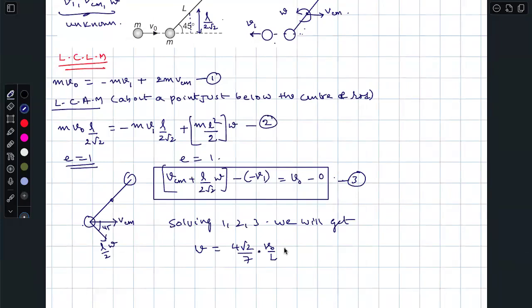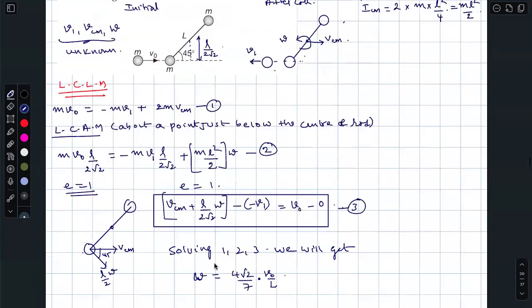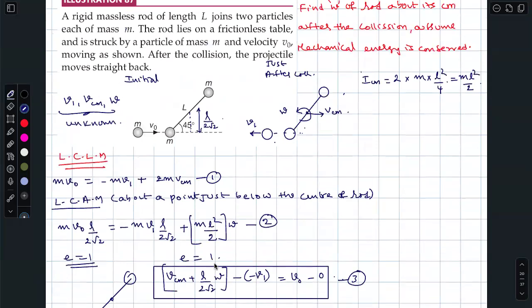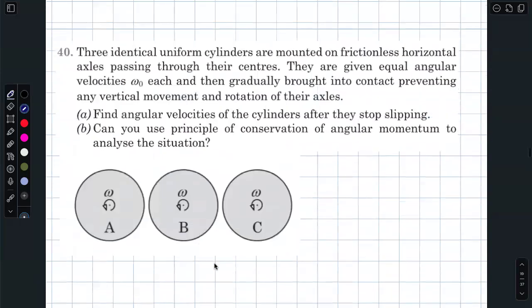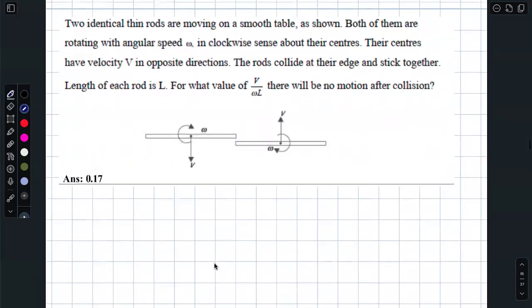Any doubts? That's all. You need to find omega, and that I have given. If you have any doubts, please ask me. Please try to understand, I am repeatedly giving you the same situation all the time. Next question. Go through this.